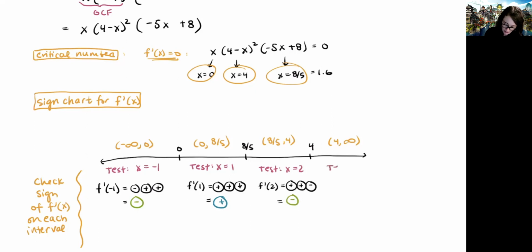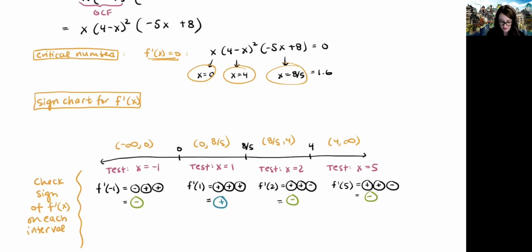One more here, bigger than 4, so how about 5? F prime of 5, when we plug that into the first term, just the x will have a positive value. Here, when we plug whatever in here, that's positive again because it's squared. And when we plug a 5 into here, that will also be negative. -25 plus 8 is a negative number. And so overall, when you multiply positive times negative, you'll get a negative value out.